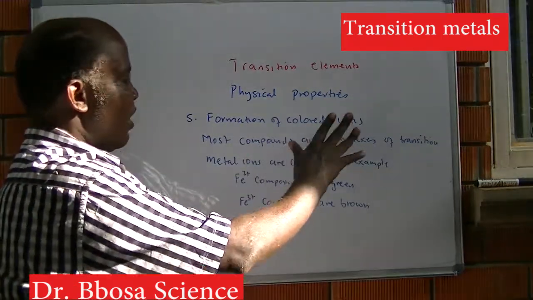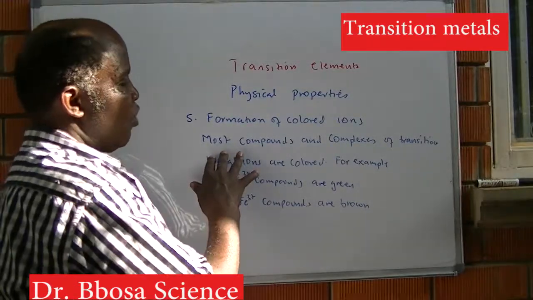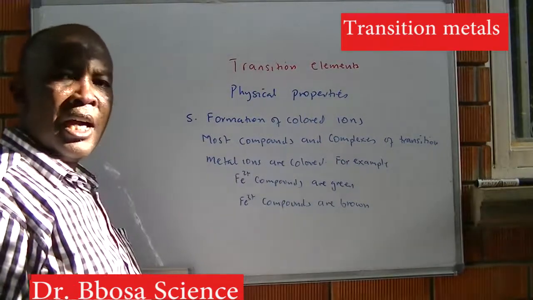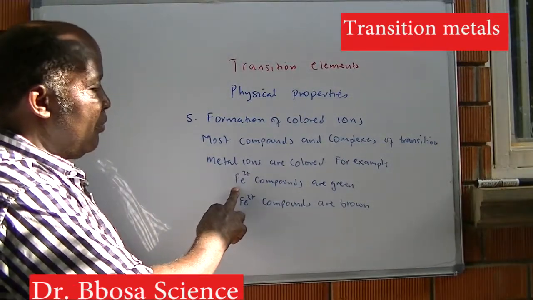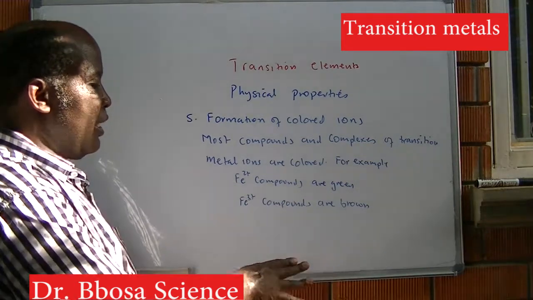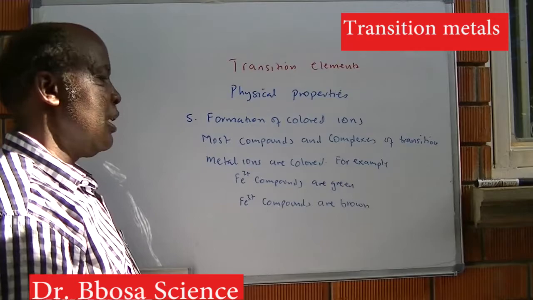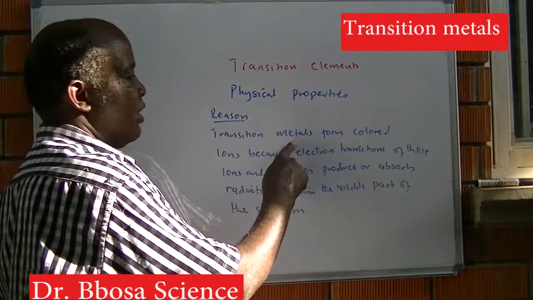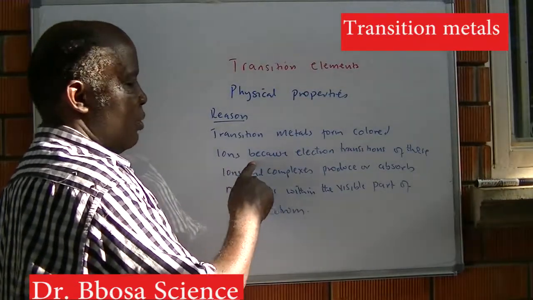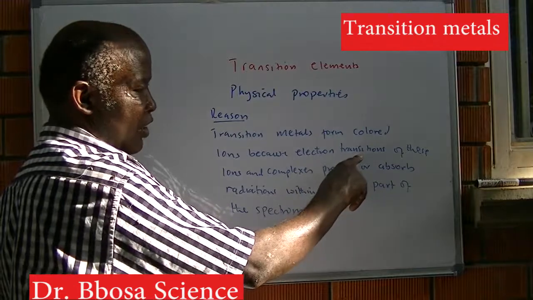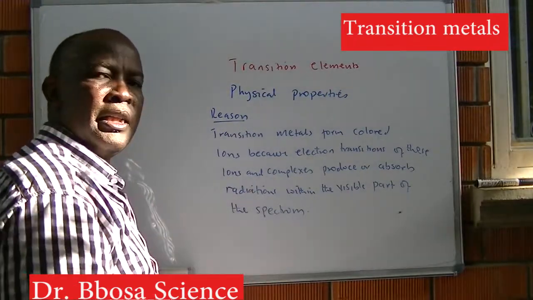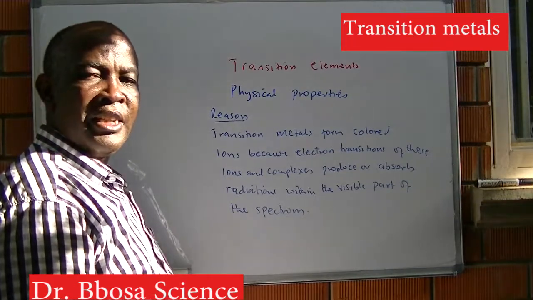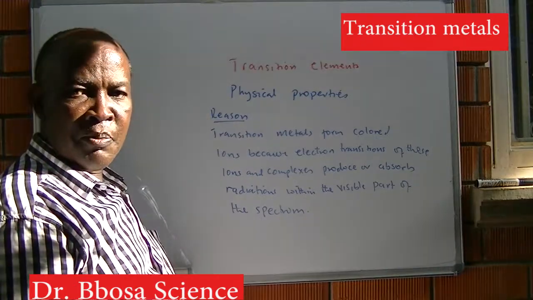5. Formation of colored compounds. Most compounds and complexes of transition metal ions are colored. For example, iron 2 compounds are green, iron 3 compounds are brown. Reason: transition metals form colored ions because electron transitions of these ions and complexes produce or absorb radiations in the visible part of the spectrum.